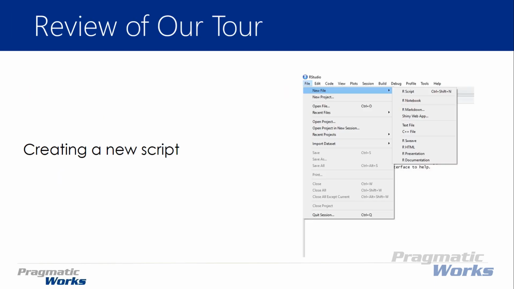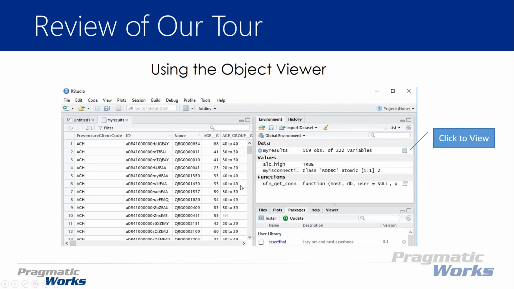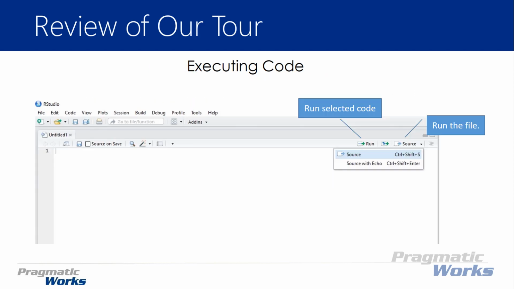I'm not going to go through the entire guided tour again, but I'm going to call out a couple of key features which are important to know about and that we did cover, like creating a new script, which we can do from the file menu and other places, but that's where we really talked about the little button on the toolbar with the plus sign. We talked about using the object viewer, which is just cool and nifty to use. We talked about how to execute code, and we really looked at two modes. One is running selected code, what you highlight in the editor, and the other is running the file, which is called sourcing, and the options of echoing back what's being sourced or not.